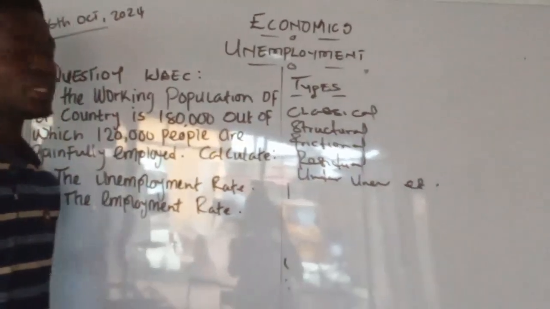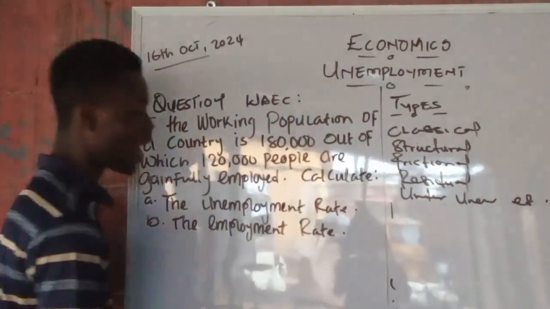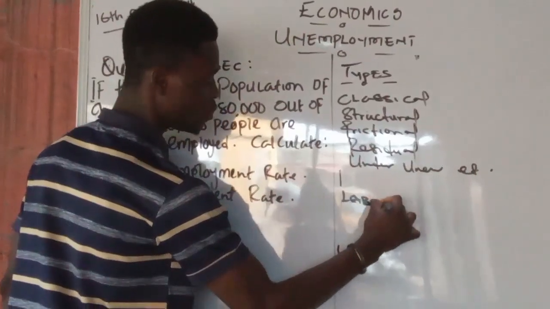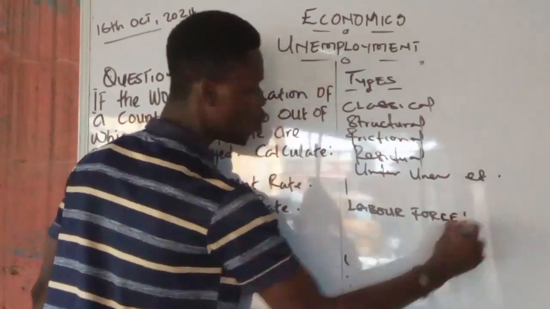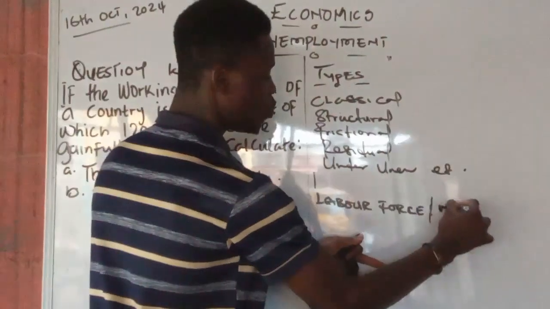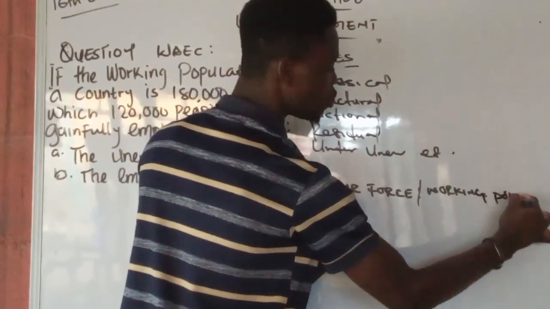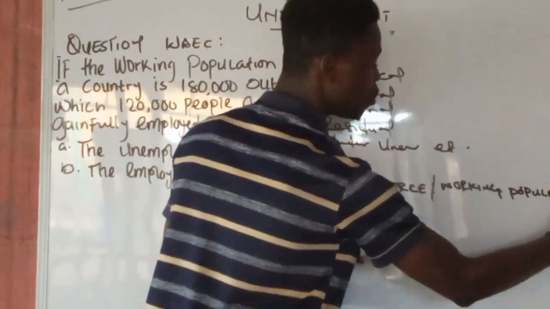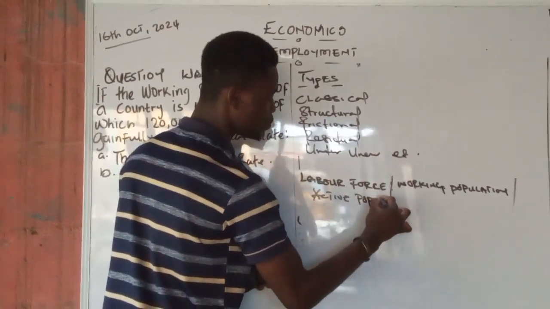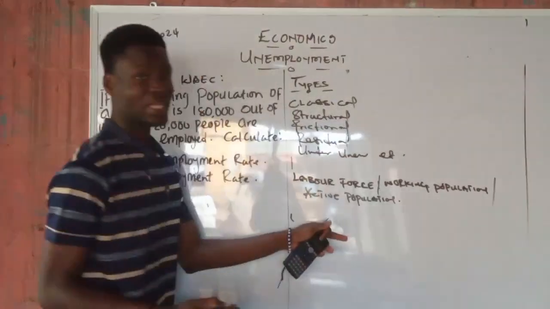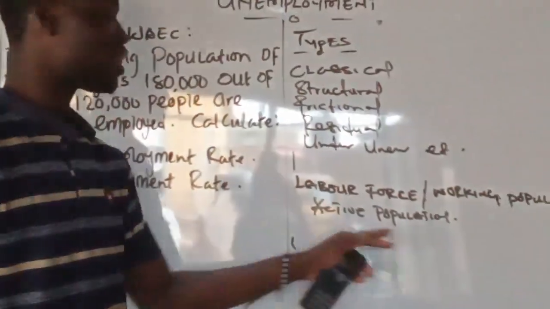So the formula to consider for us to have better understanding on any question given to us under unemployment are labor force. Another name for labor force is working population, or we call it active population. Always note that it can come out in our objective. We call labor force working population or active population.